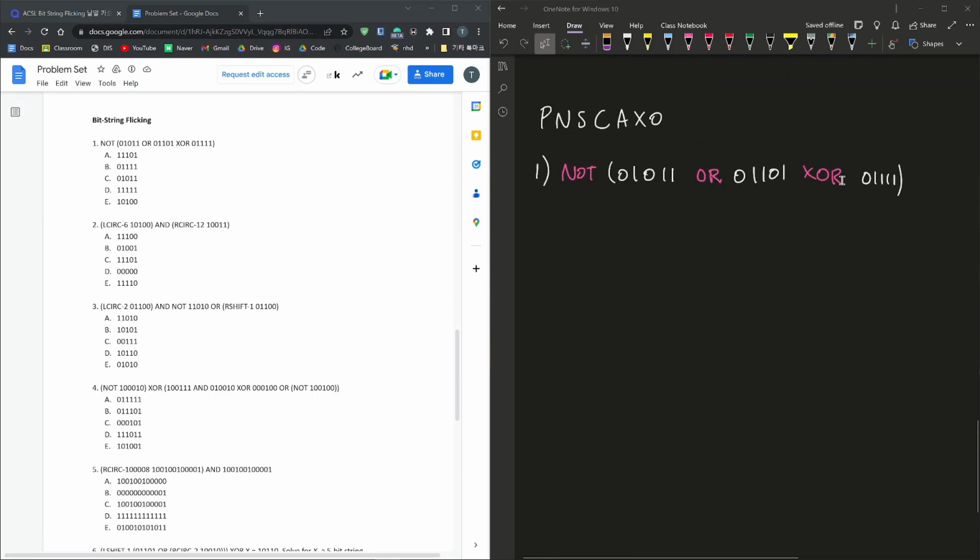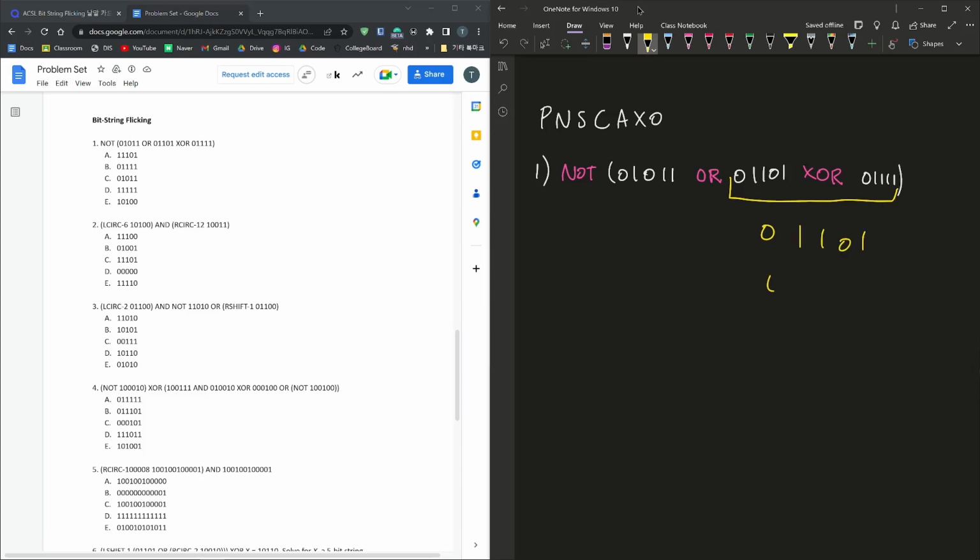Here's example problem 1. If you haven't solved it yet, please pause the video and attempt to solve it. Otherwise, we'll start. I hope I copied this down correctly. According to the order, I need to do what's inside the parentheses first. Inside the parentheses, there's an OR and an XOR. I should do XOR before OR, so we need to take care of this part first.